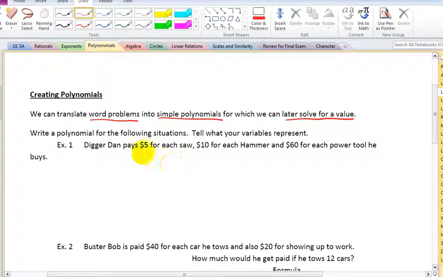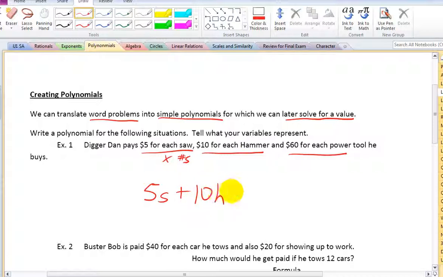Digger Dan, he pays $5 for a saw, $10 for each hammer, $60 for each power tool. If he buys one saw, how much does he pay? 2 saws, 3 saws. What are you guys doing right there? Okay, multiplication. You're taking 5 and you're multiplying by the number of saws. So we're going to take 5 and multiply by the number of saws, except we don't know what it is, so we'll call it S. Okay. Then if he decides to buy a hammer, what would be the little formula for each hammer he buys? 10H. And how much for each power tool?